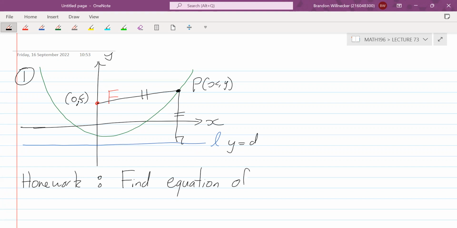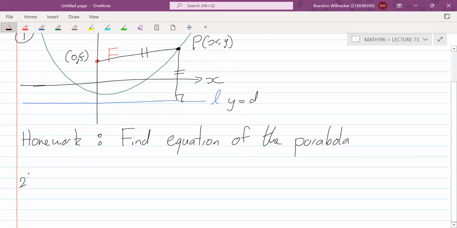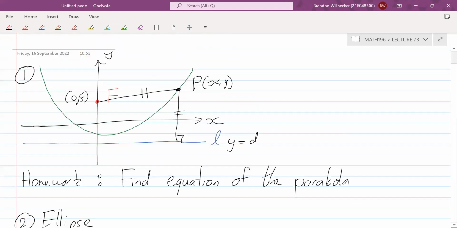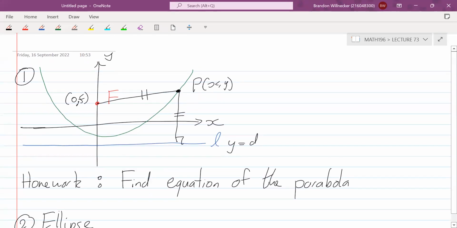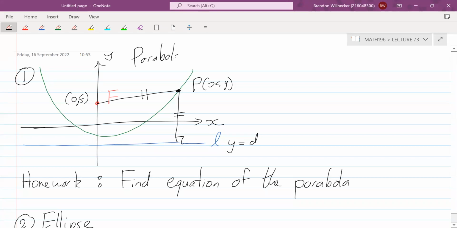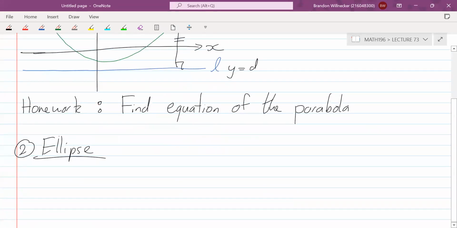Find the equation of the parabola. Okay. Then the second case was if we have an ellipse. We can also define it geometrically. Sorry, number one, that's a parabola. Okay, the second case is with an ellipse.